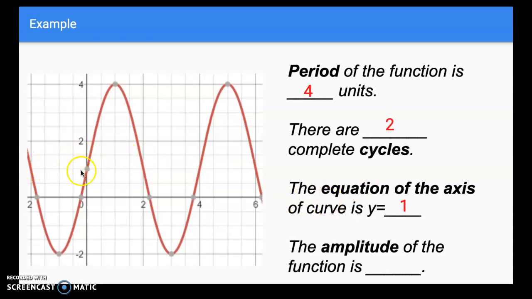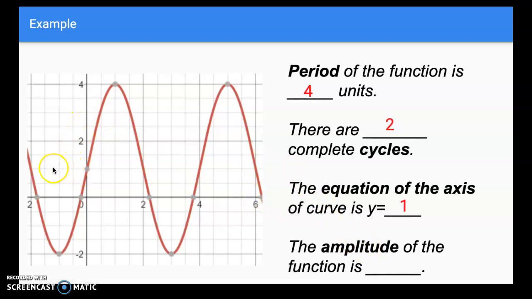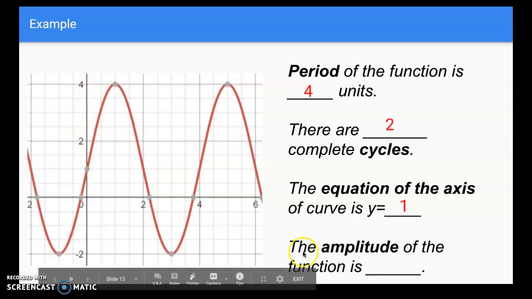So you're just going to put that in the form y equals whatever the y-intercept is of that horizontal line. The amplitude is the distance from the equation of the axis, which is 1, to the top. So if I have something here and I have to go to the top, this is at 1 and this is at 4, so 4 minus 1 is 3, so the amplitude is 3.